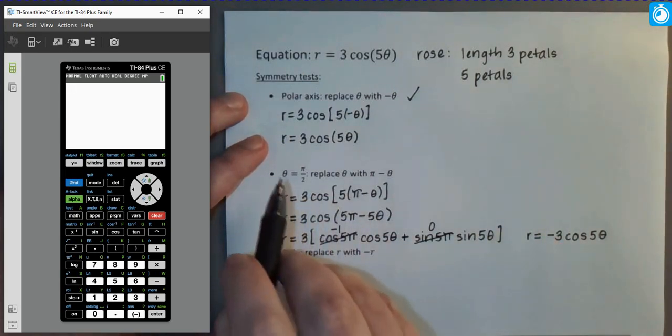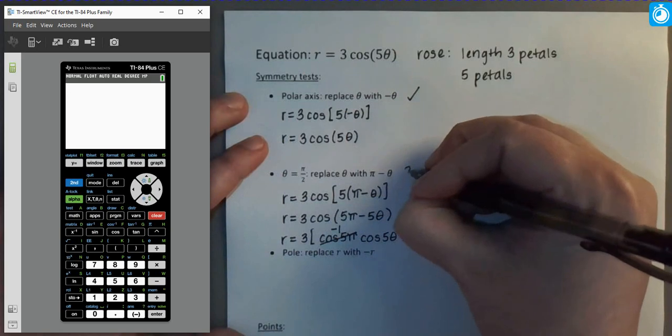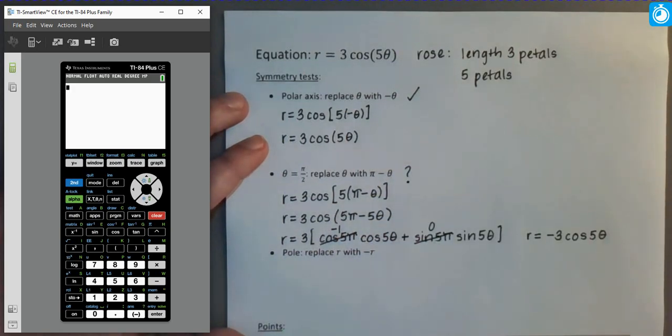So that means that this particular symmetry test is inconclusive. It doesn't necessarily mean that our graph won't be symmetric across this particular line. It just means we can't confirm it algebraically.